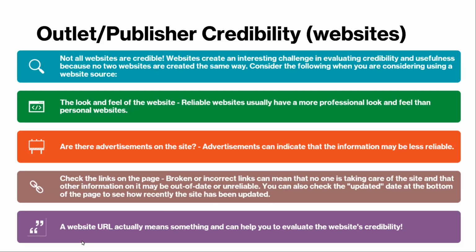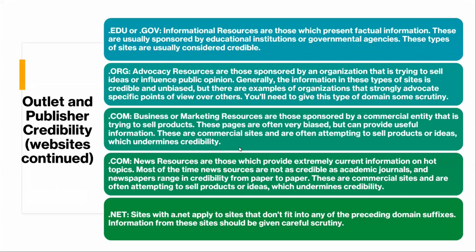Don't use it. And then a website URL and the suffix that comes at the very end of a URL can be a huge help to figure out whether or not a website is credible. So you'll see .edu, .gov, .org, .com, .net, right? Those all mean separate things, and they all mean that it's a certain type of website. So those will help indicate whether or not the information in that source is credible.